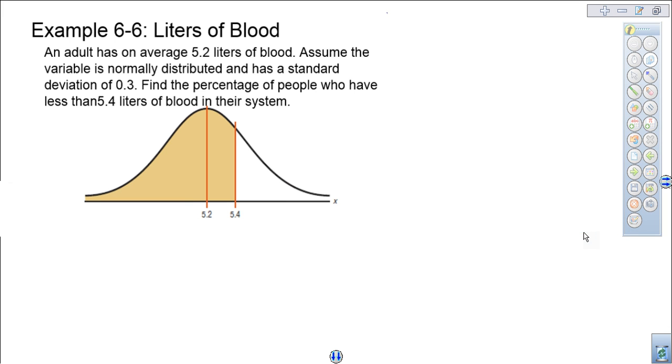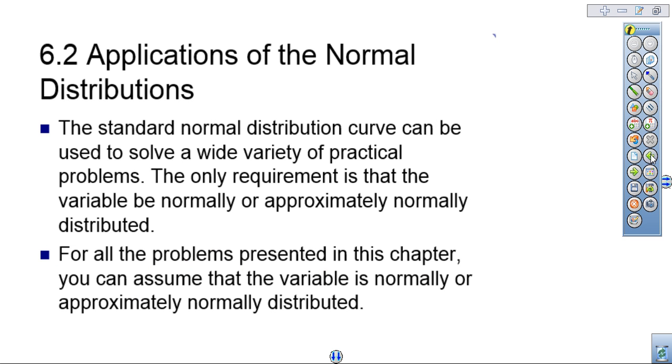All right, so let's run through a couple application questions, just kind of get an idea of the basic run through of them. This is section 6.2, and what we're going to see here is that the standard normal distribution curve can be used to solve a wide variety of practical problems. The only requirement is that the variable has to be normal, or approximately normally distributed. So let's just put this out here, okay?